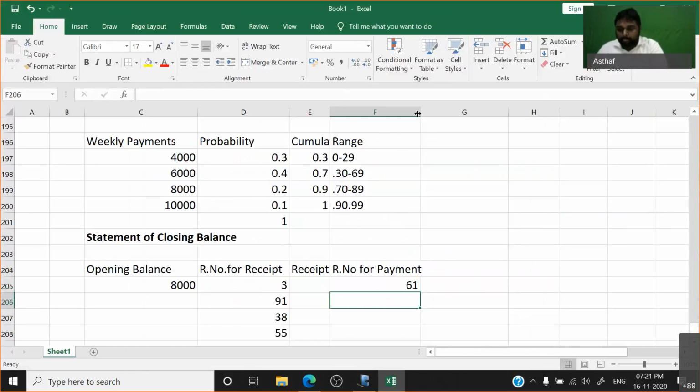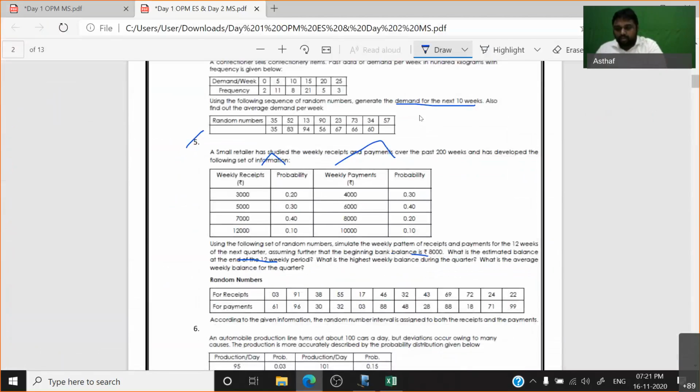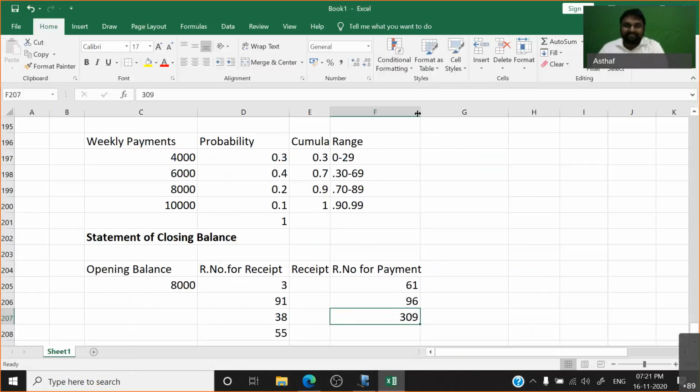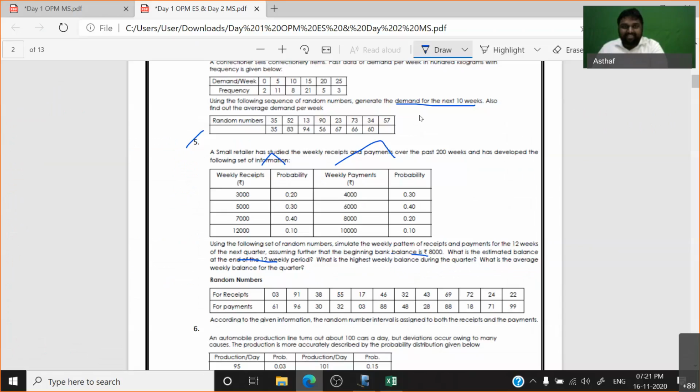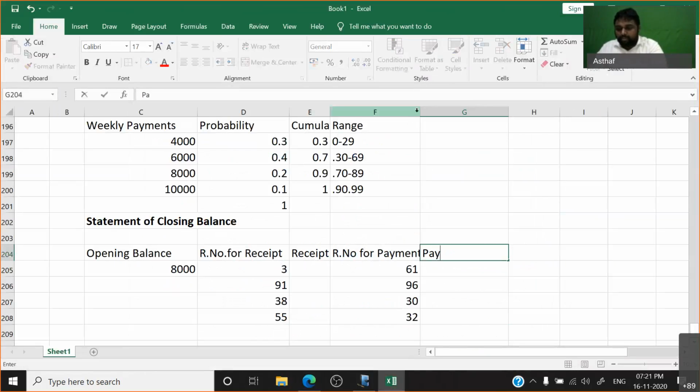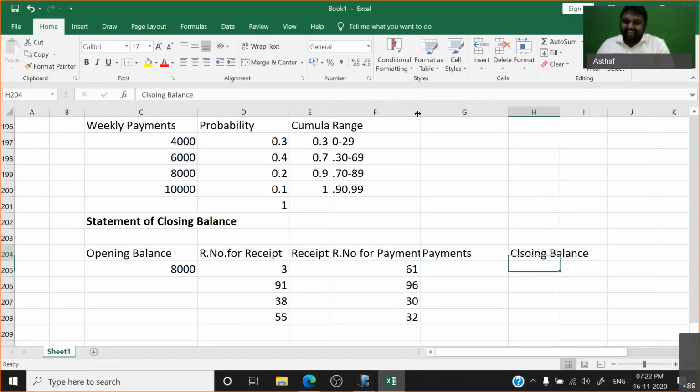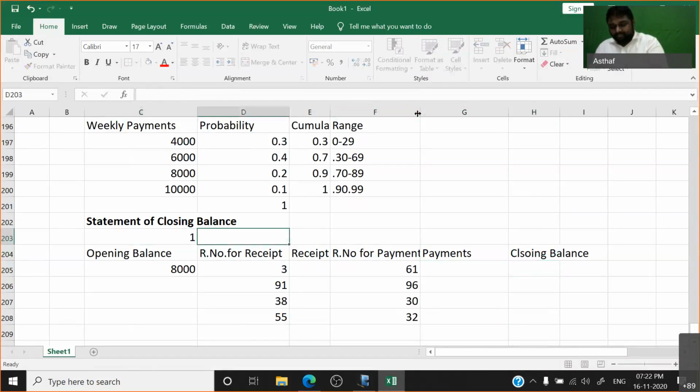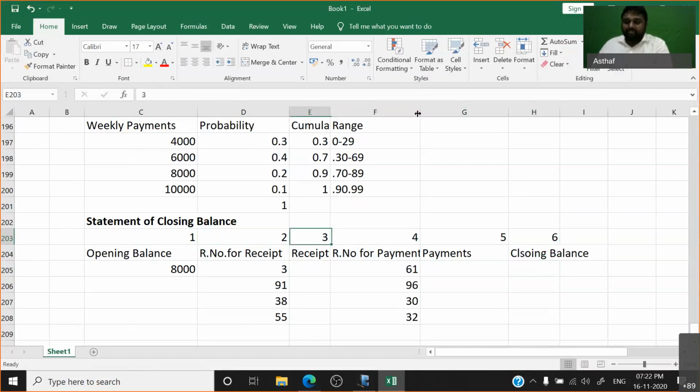What is the random number for payment? 60, 96, 30, 32. So what will be the payment? Then you can find the closing balance. Everyone, please listen. You will get it now very easily.